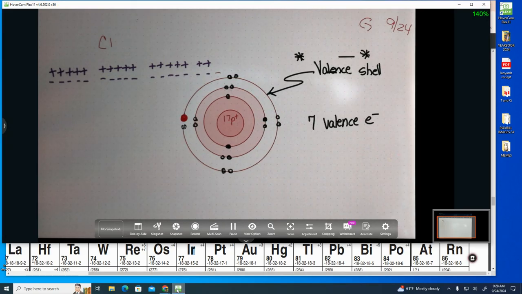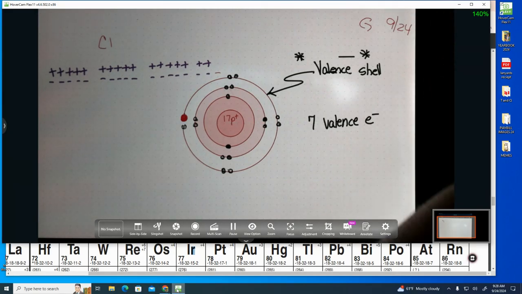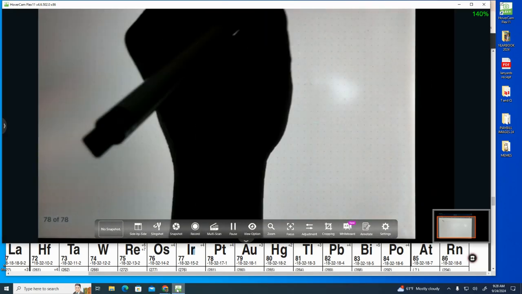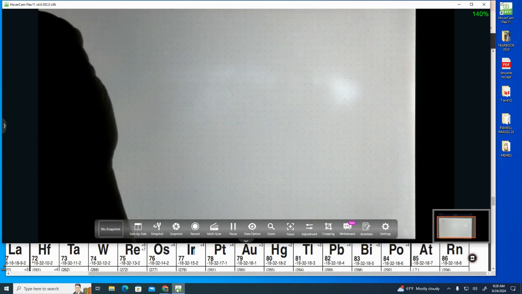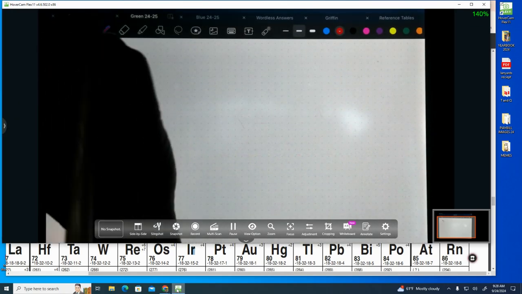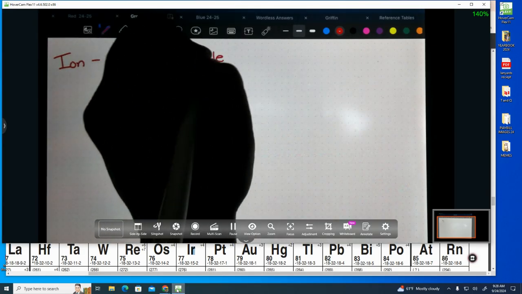Now, the word neutral, I said way back in the beginning, neutral means an atom has the same number of protons as it does electrons. This is no longer a neutral atom. This is now what we call an ion. Okay, so let's write that down. An ion is a charged particle. How does it become charged?